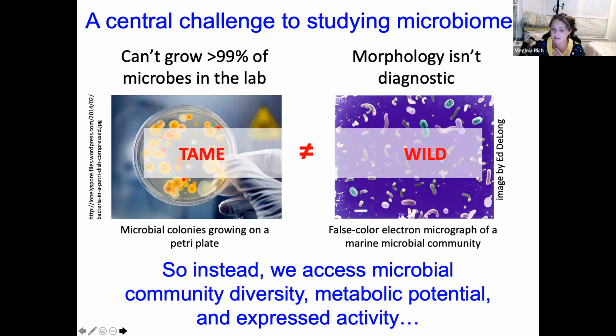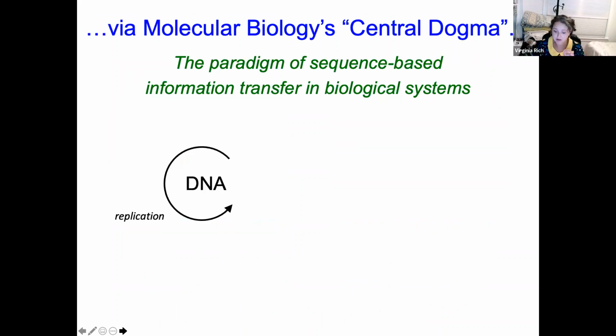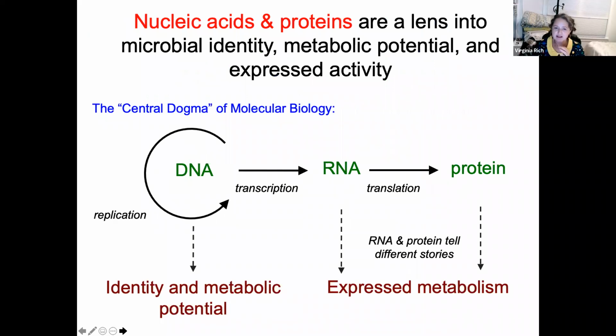So instead, we access microbial diversity, metabolic potential, and expressed activity through the lens of molecular biology's central dogma. And this is really the paradigm of sequence-based information transfer in biological systems. This is the replication of DNA, transcription of that information on a gene-by-gene basis into RNA, and then translation of mRNAs into proteins. Okay? So this lens tells us something about identity and metabolic potential through the DNA, and expressed metabolism through the RNA and protein. And those tell us different stories for reasons we'll get into.